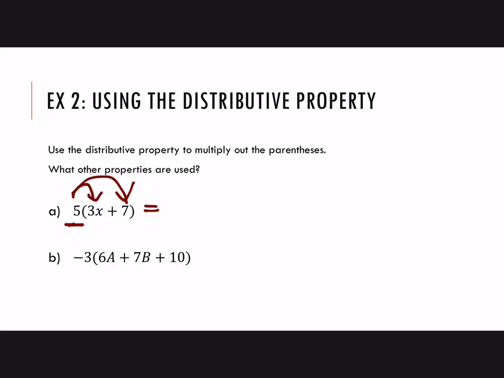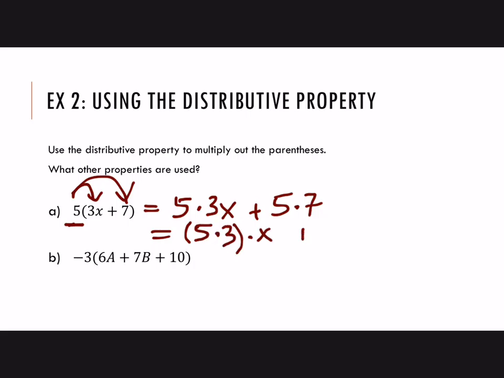And here's what this would look like if we wrote out all of the steps. We don't usually do this, but we would usually write this as 5 times 3x. Okay, 5 times 7. All right, so this is what it would look like with all the steps here. Then we would regroup here and say, okay, well that's 5 times 3 times x. Okay, plus 35, you can multiply that. And then finally 15 is 5 times 3.